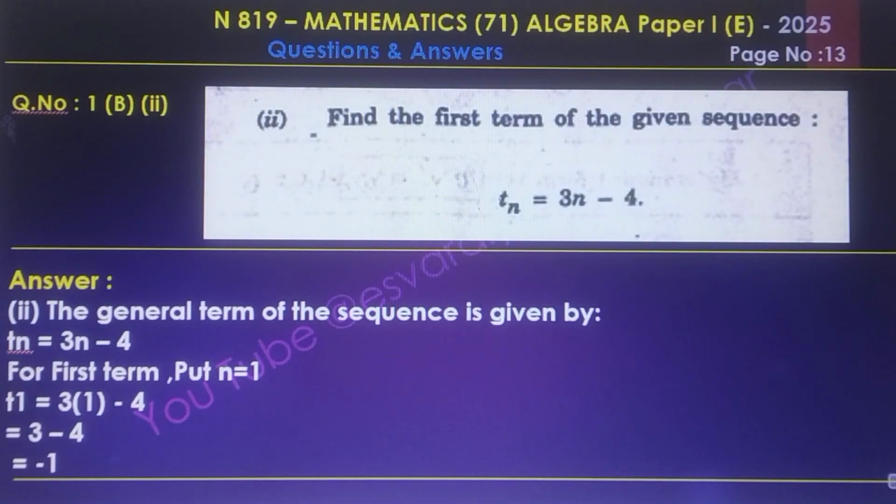And 1B2, the general term of the sequence is given, Tn equal to 3n minus 4. For the first term we put n equal to 1, substituting this value in the equation, we get 3 minus 4 equal to minus 1. That is the final answer.